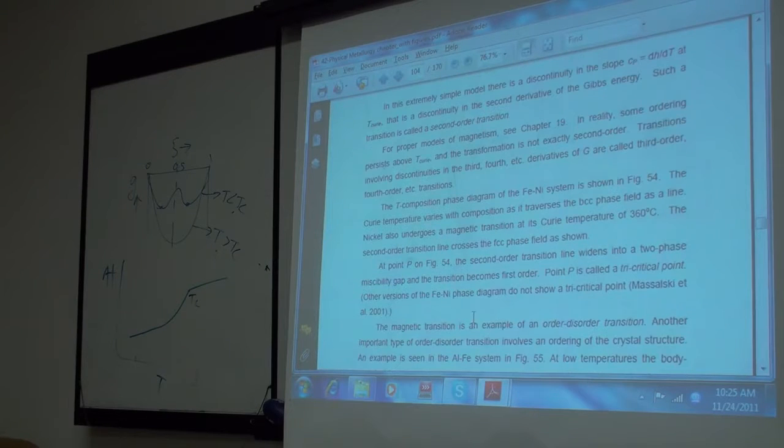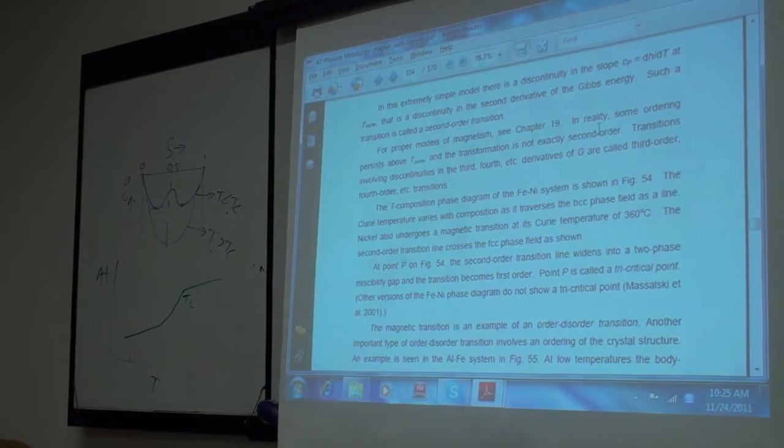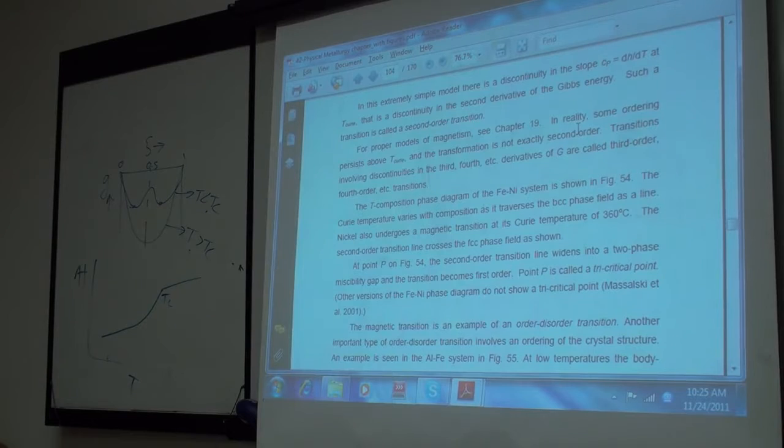In this extremely simple model, there's a discontinuity in the slope of Cp, which is dH/dT, at T Curie. If you work out the mathematics, you'll see there's an abrupt change in the slope. Such a transition, where there's a discontinuity in the second derivative of the free energy (the first derivative being H), is a second order transition.